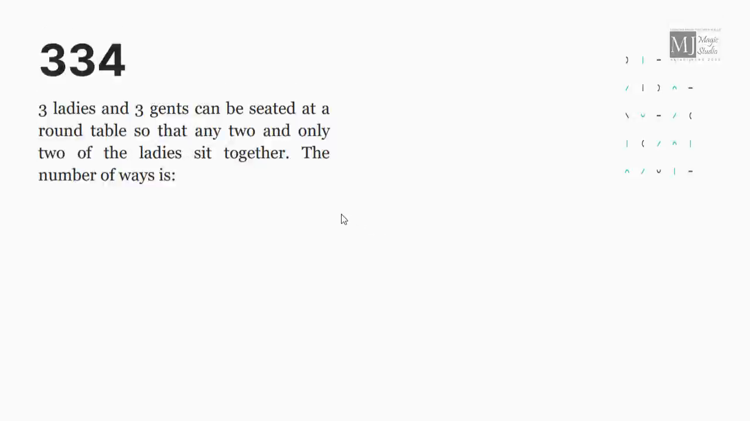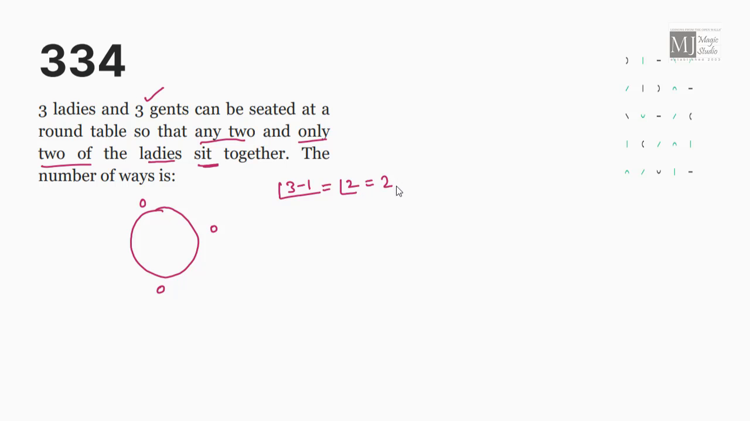Answer. 3 ladies and 3 gents can be seated at a round table so that any 2 and only 2 of the ladies sit together. In how many ways can this be done? Let us first arrange 3 gents on this circular table. 3 gents can be arranged in factorial 3 minus 1, that is factorial 2, 2 ways on this circular table.